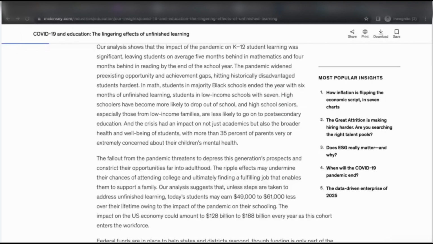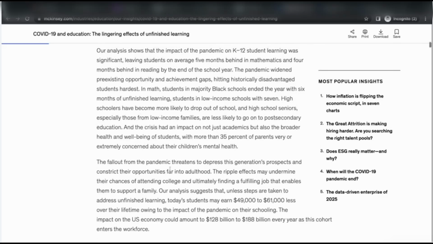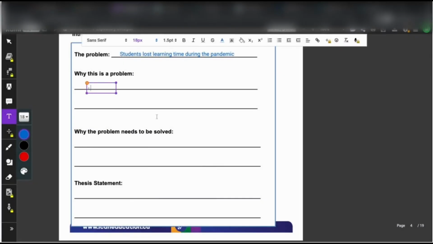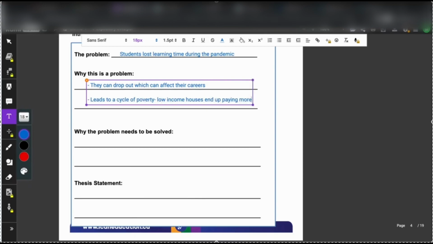So this is an article and it's about COVID-19 and education, the lingering effects of unfinished learning. Quickly read through it and tell me what our problem statement could be. So the problem statement would be the fact that students lost a significant amount of education due to the pandemic. Right. Yes. Why is this a problem? Could you tell me your 2 points again? They can drop out and it'll affect their careers. Okay. Anything else? Low-income households, how they have to keep paying more. Leads to a cycle of poverty. Okay. These are all very good points.